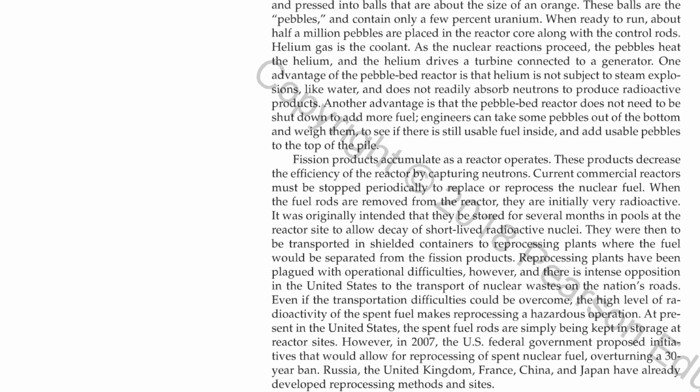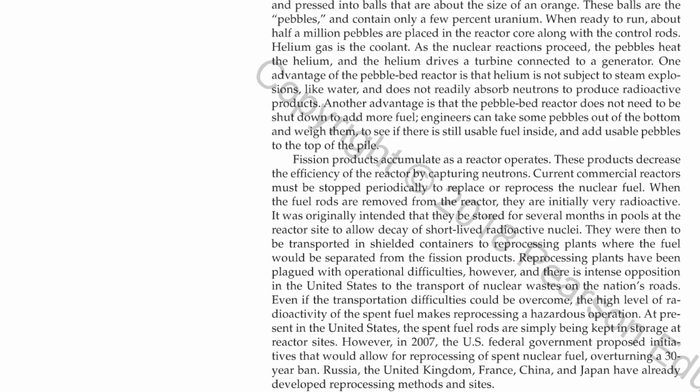When the fuel rods are removed from the reactor, they are initially very reactive. It was originally intended that they would be stored several months in pools at the reactor site to allow decay of short-lived radioactive nuclei. Then they were to be transported in shielded containers to reprocessing plants where the fuel would be separated from fission products. Reprocessing plants have been plagued with operational difficulties, and there is intense opposition in the United States to transport of nuclear waste on the nation's roads.